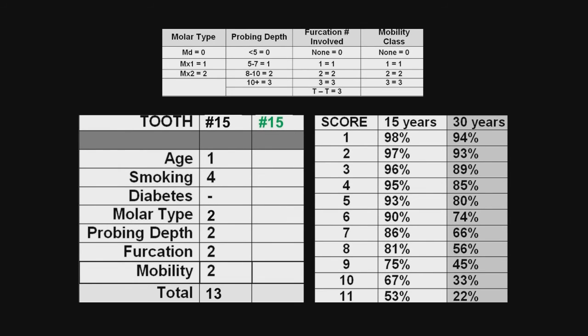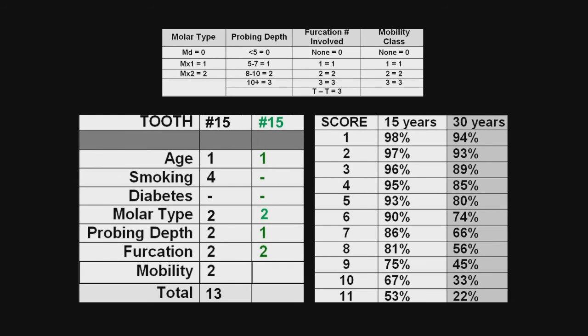So let's give them the target score, which will be given at the first appointment, and treatment will be geared to see if we can get this treatment score. Age is not going to change. The patient stops smoking. The patient is not diabetic. Molar type remains the same. Probing depth, we don't get an ideal result on this. We still have some residual 5 millimeter pockets, which over time we may be able to reduce even further.